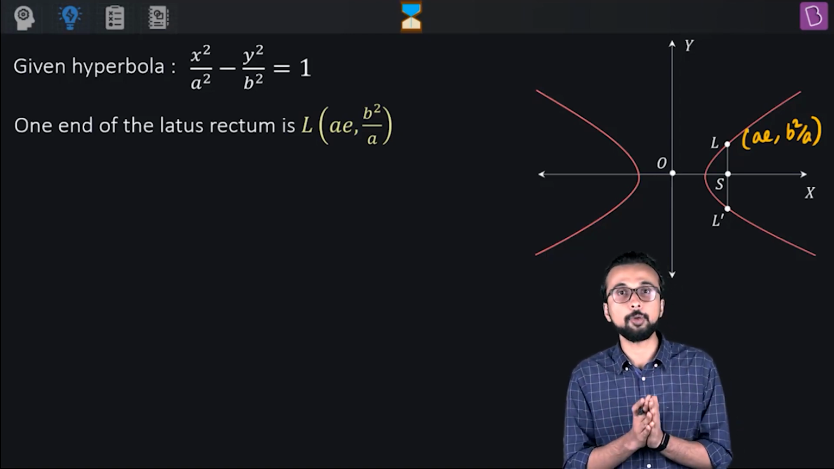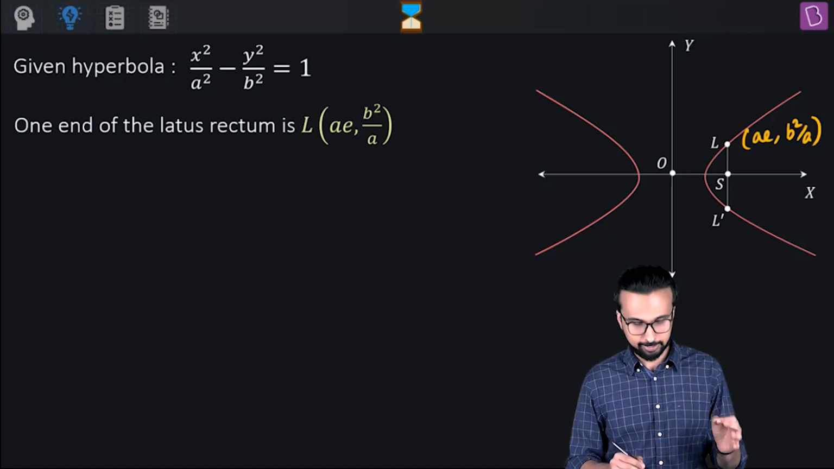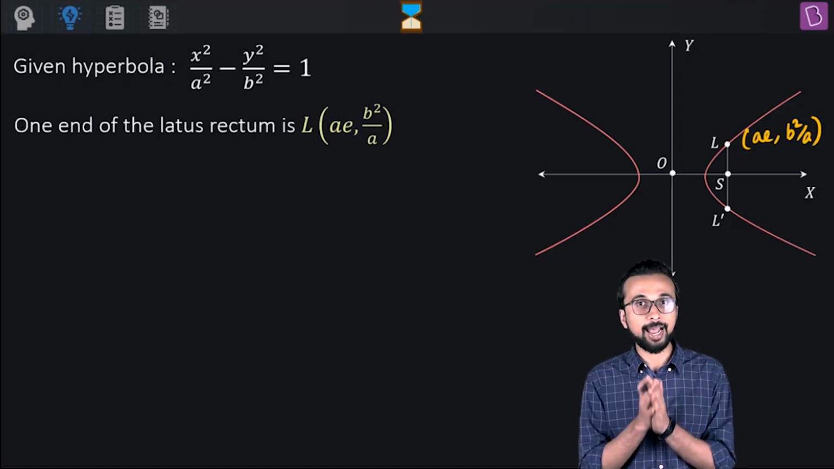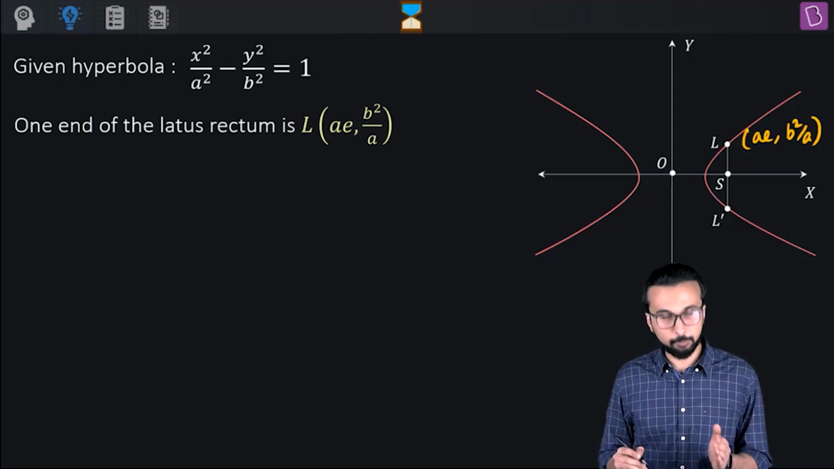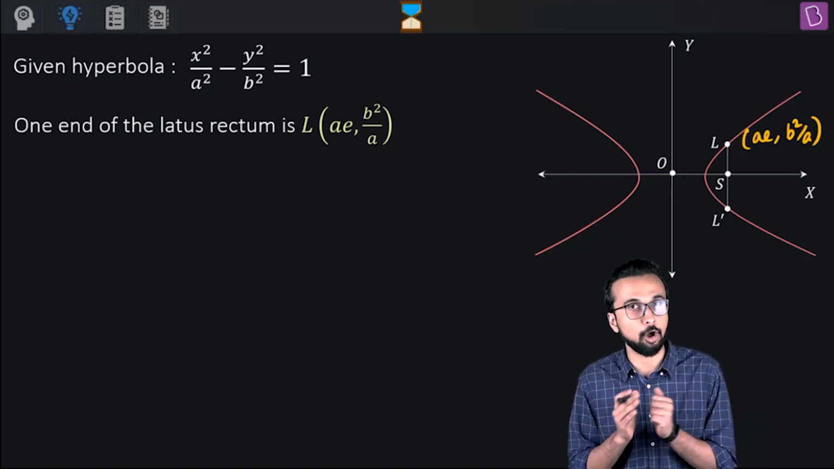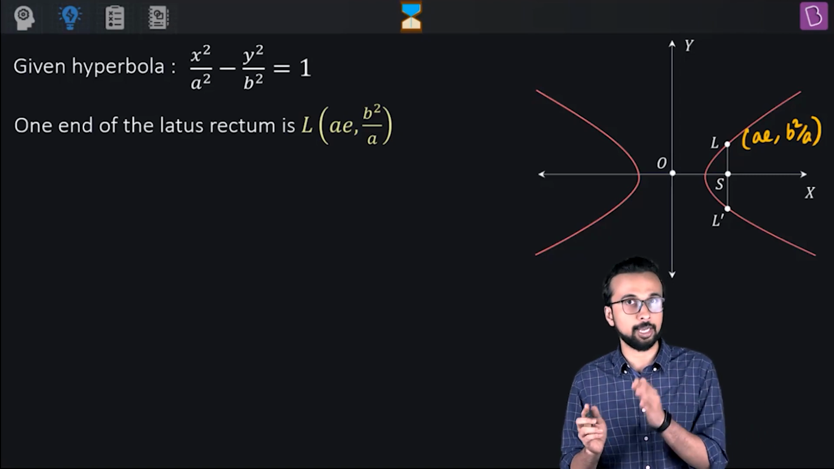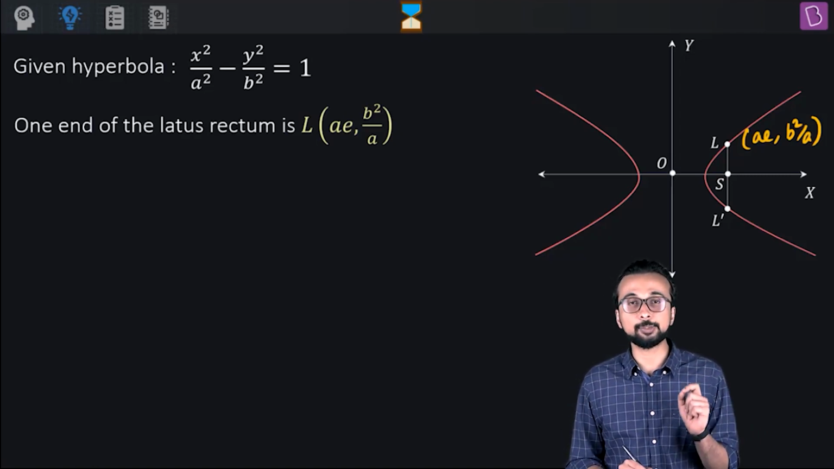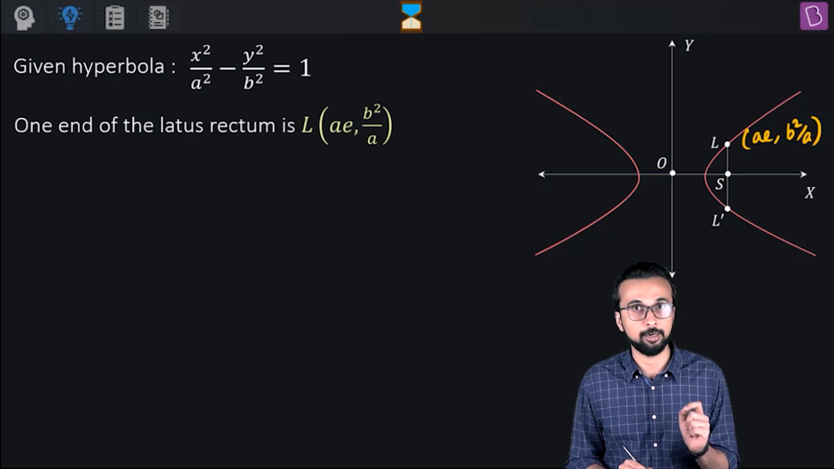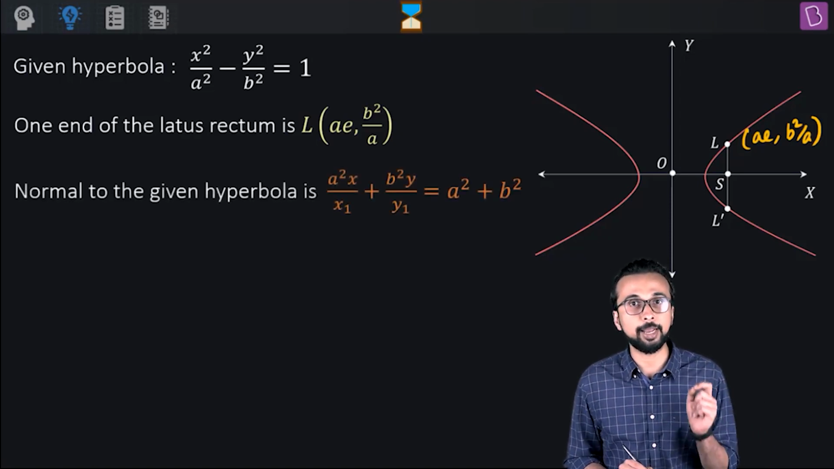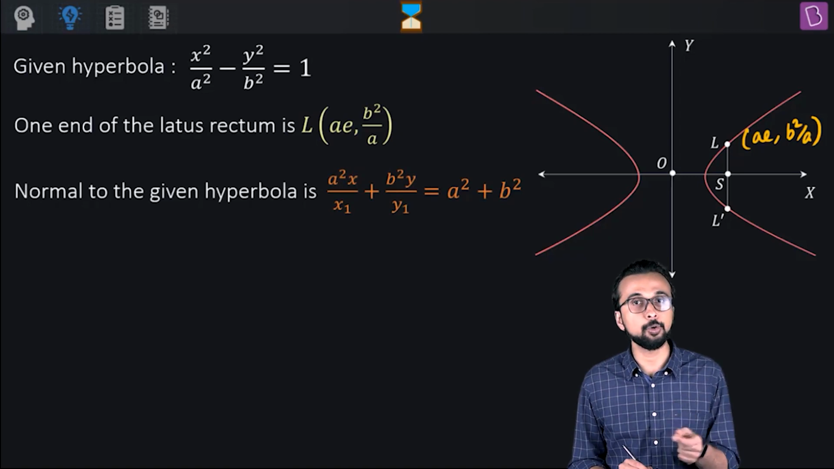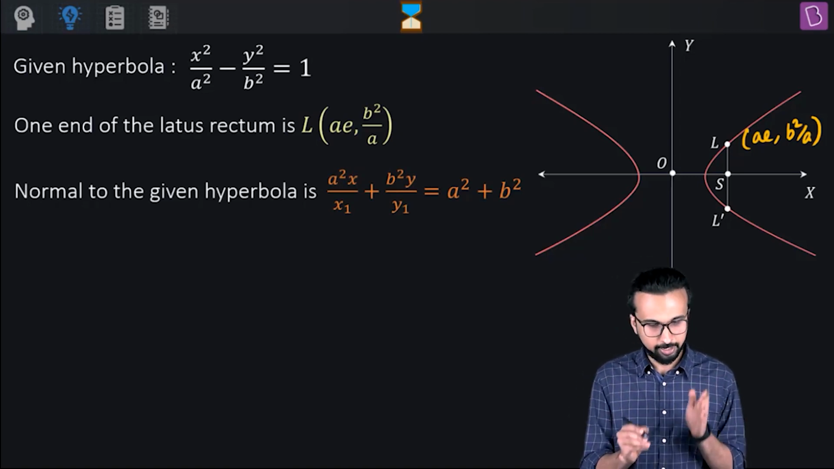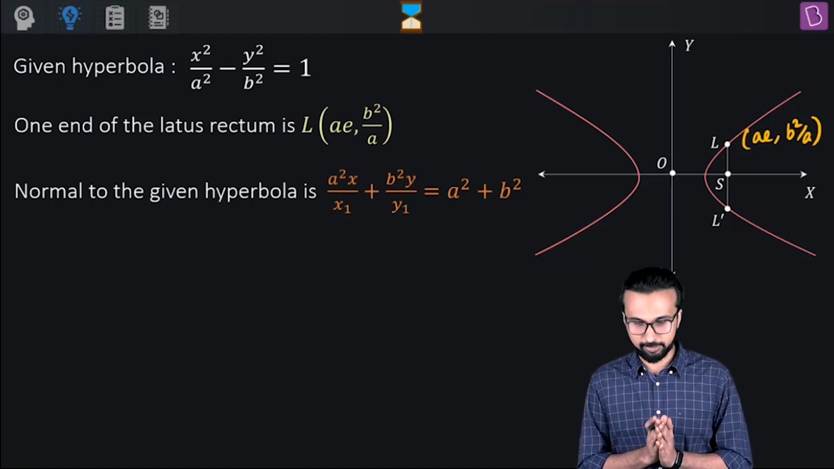So, how do we find the equation of the normal? For that, we use the formula, the equation of the normal. Okay, so if a normal passes through the point x1 comma y1, which lies on the hyperbola, we say that the normal is a square x by x1 plus b square y by y1 equal to a square plus b square. Alright, so we have this as the normal given to us.